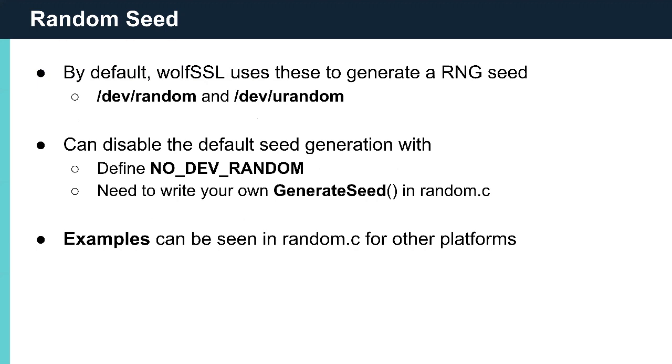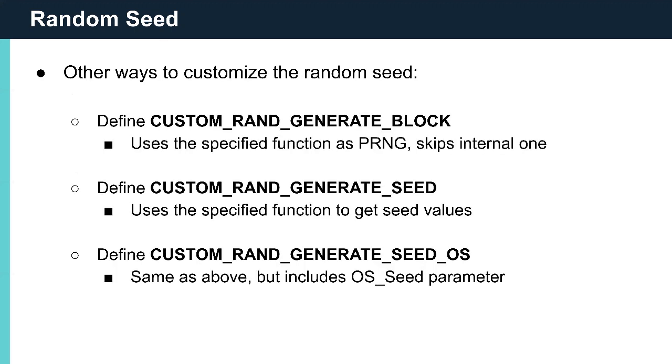So you can disable our default seed generation code if you define NO_DEV_RANDOM. In that case, you'll need to write your own generate seed function in random.c that calls down and gets entropy from somewhere else on your system. Or like we talked about before, you can define one of these three defines to customize how the entropy is acquired by wolfSSL.